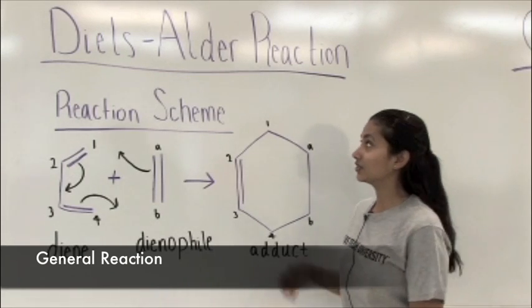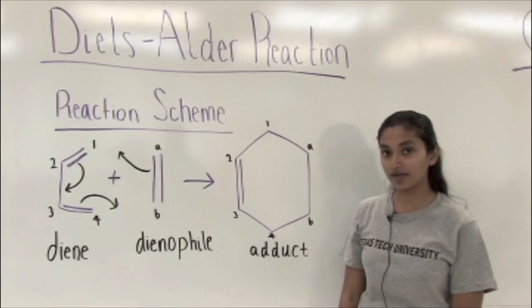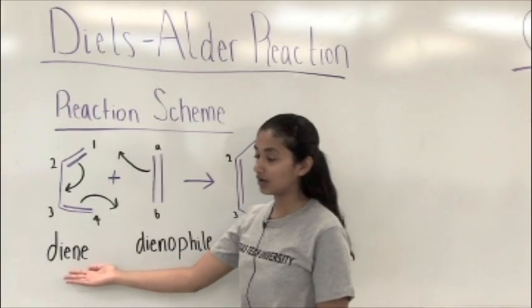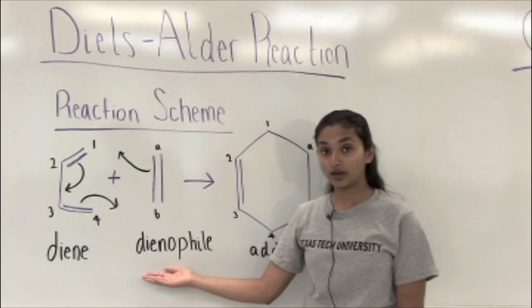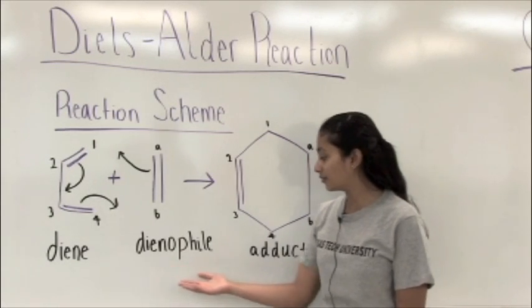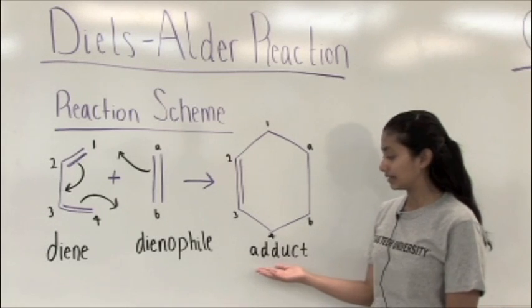Today I'd like to talk to you about the Diels-Alder reaction. In this reaction, we have a 1,3-diene, also known as a diene, reacting with an alkene, also known as a dienophile, to form a cyclohexene product, also known as an adduct product.